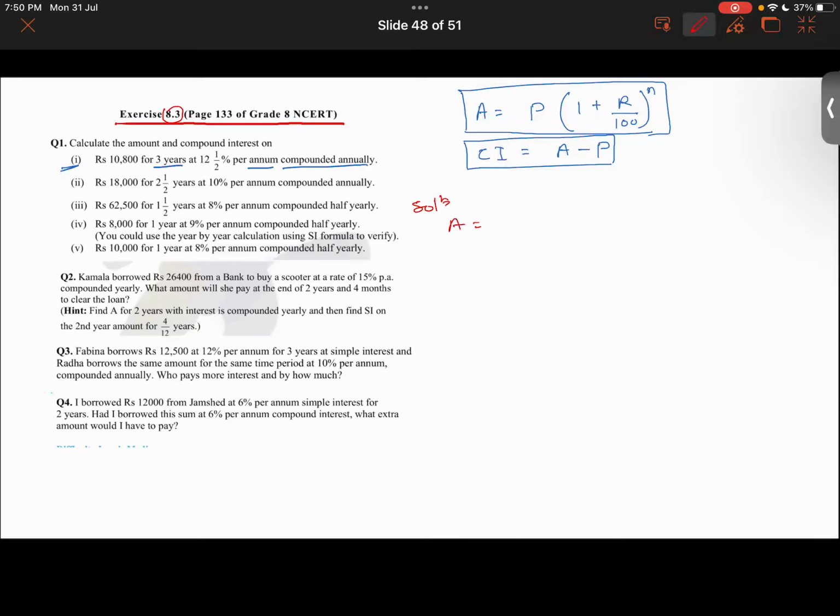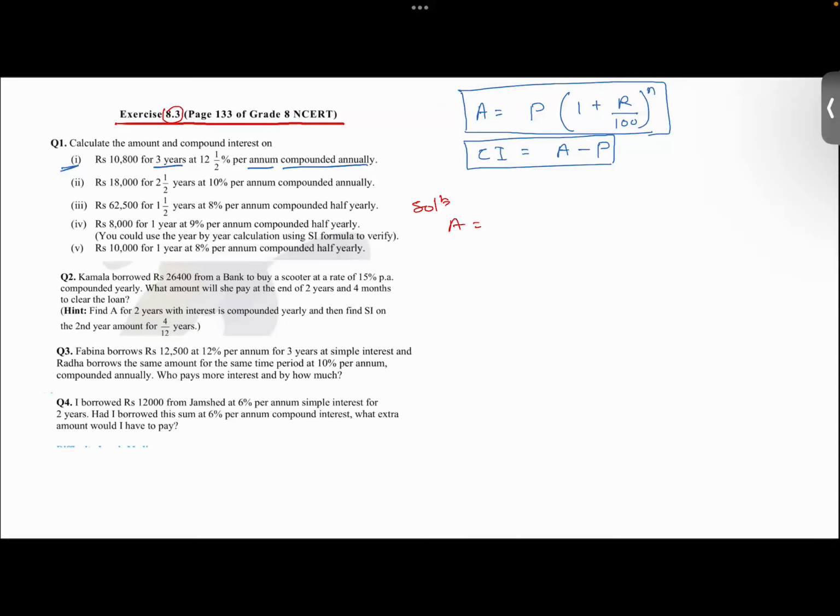So amount equals principal into 1 plus r upon 100 raised to the power n. The principal here is given as 10,800. First, let's write the values. 10,800, t equals 3 years here. And rate is equal to how much? 12 and 1 upon 2 percent, or we can write it as 25 upon 2, isn't it?